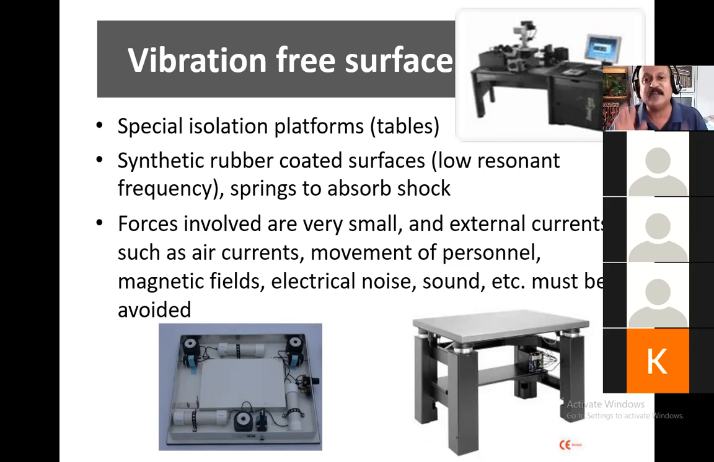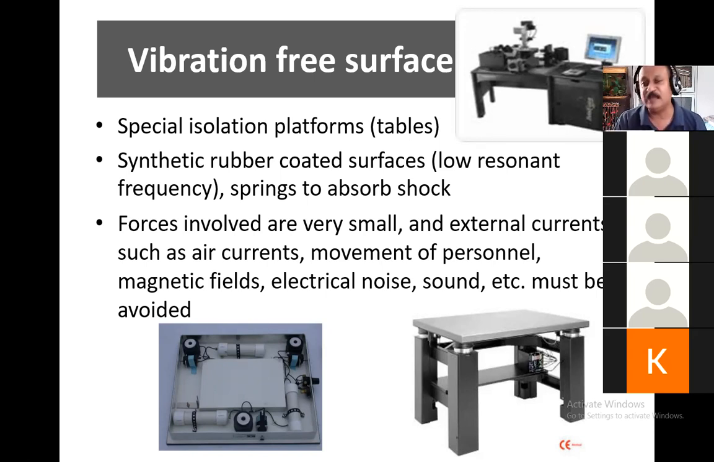Just imagine that you are using the atomic force microscope to scan a particular sample, and there are a lot of vibrations on the floor. Suppose somebody is running in the corridor, like in our institute, where many students have the habit of running in the corridors. What will happen? That vibration will affect the movement of the probe, because the probe is so small and so close to the sample surface that even a tiny vibration in the surroundings will affect your observation and imaging.